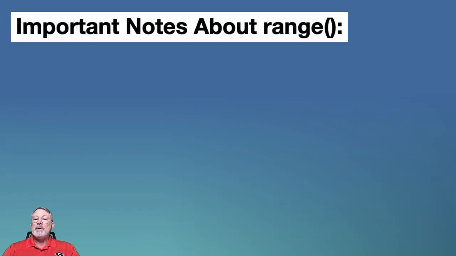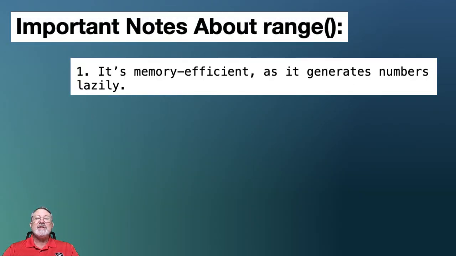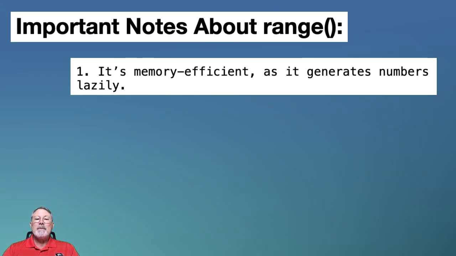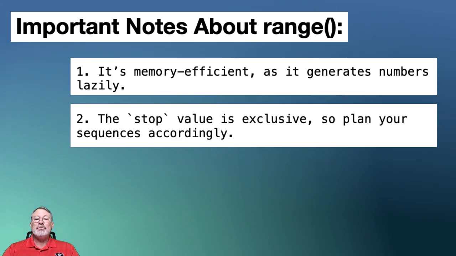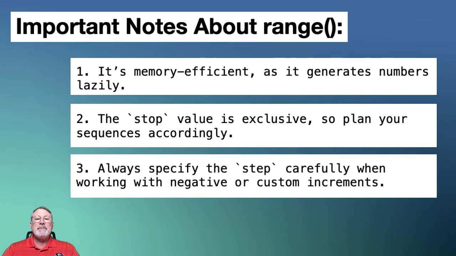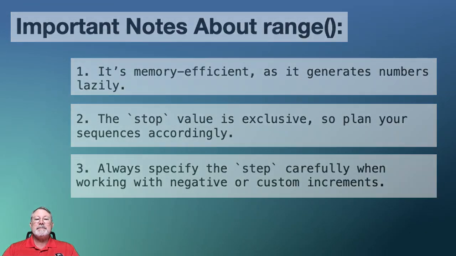Here are some important points about the range function. It's memory efficient as it generates numbers lazily. The stop value is exclusive, so plan your sequences accordingly. Always specify the step carefully when working with negative or custom increments.